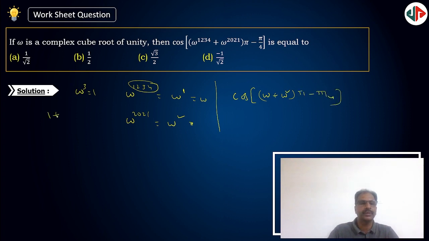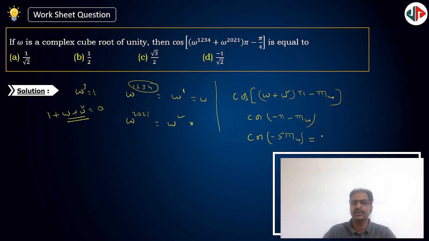What is 1 plus omega plus omega square? 0. So omega plus omega square will be minus 1. So minus 1 into pi minus 5 by 4. So this is cos of minus 5 pi by 4. And we know that cos of minus theta is nothing but cos theta. This is cos 225, which is minus 1 by root 2.